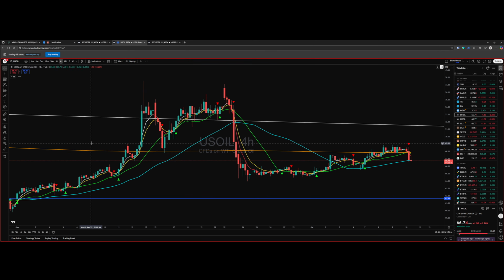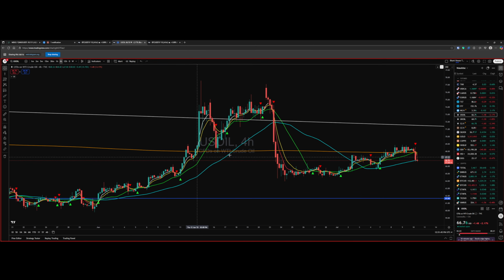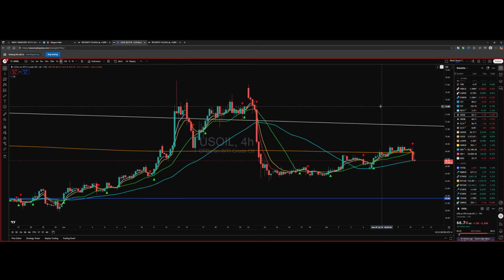That amber line is the 1,000-day simple MA. And on a 4-hour chart, it represents about 2.44 years. So 1,000 days of price history on a 4-hour chart is almost 2.5 years. So where we're failing today is at a level of 2.5 years worth of price history.